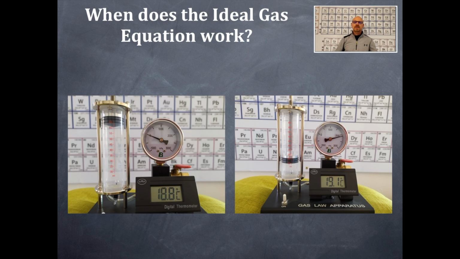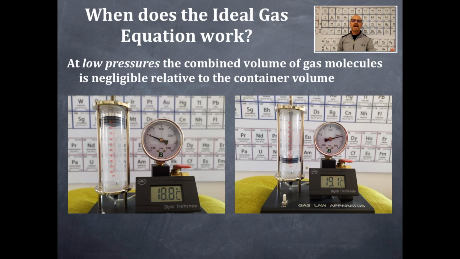So, take a look at these two apparatus. It's the same apparatus. The question is, at low pressures, the combined volume of the gas molecules is negligible relative to the container volume. On the far right-hand diagram, we have high volume and low pressure. You can see that the plunger is very high up, it has a large volume, and the pressure is 0. You can look at the temperature.